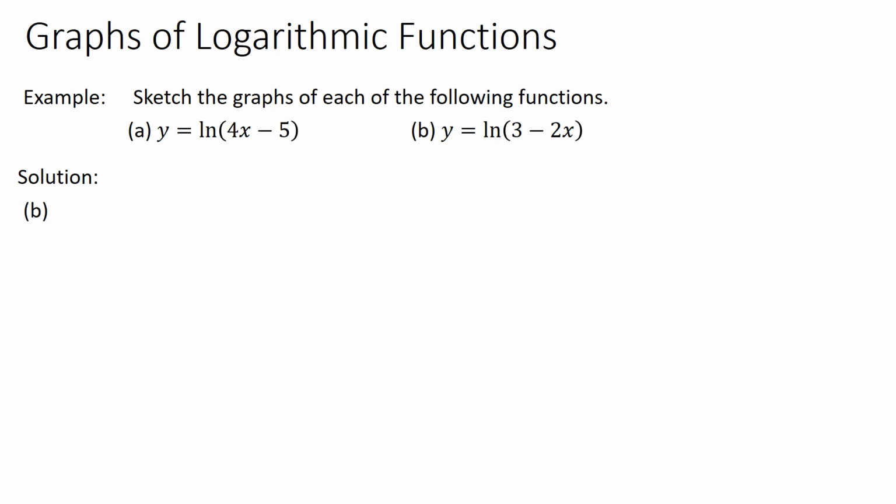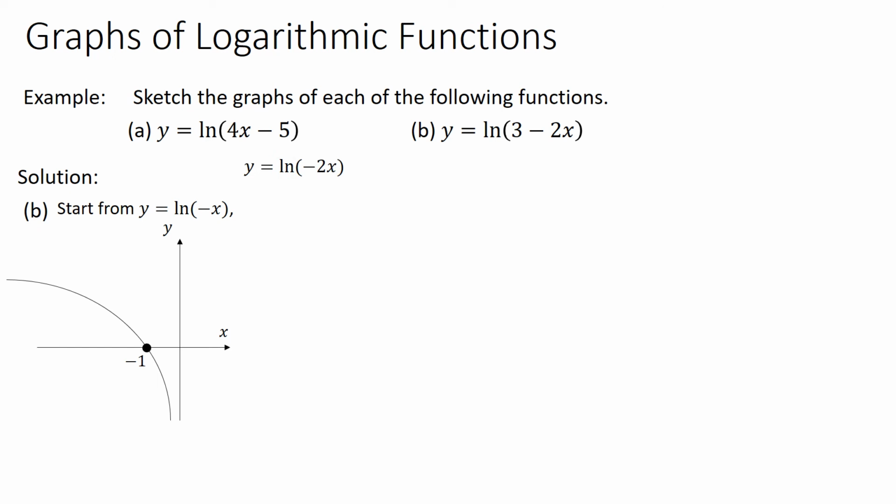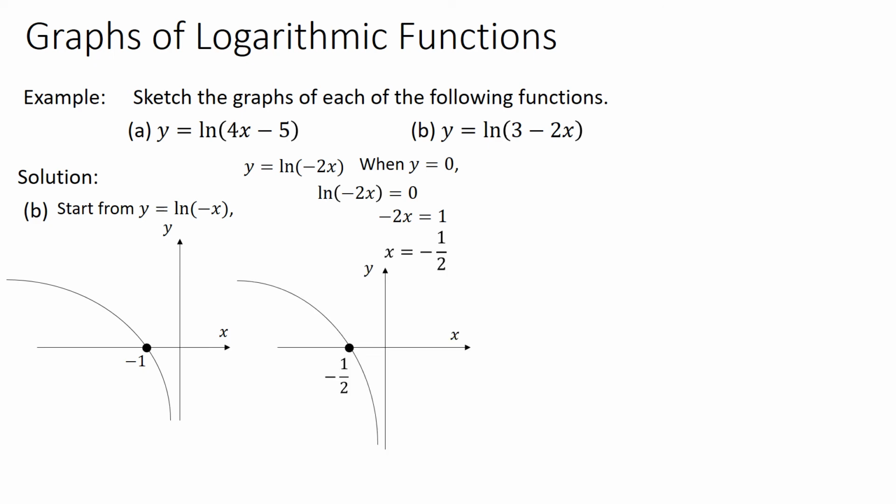Now let's move on to B. We'll start from y equals ln(-x). This is the basic graph, and it cuts the x-axis at -1. Then we go to y equals ln(-2x). From here, when y equals 0, ln(-2x) equals 0, meaning -2x equals 1, x is negative half. So now the graph cuts the x-axis at negative half.